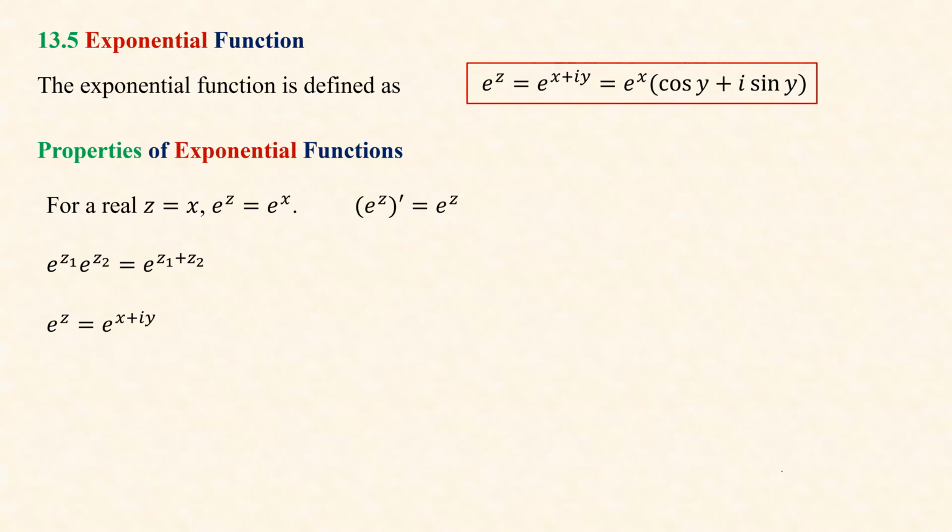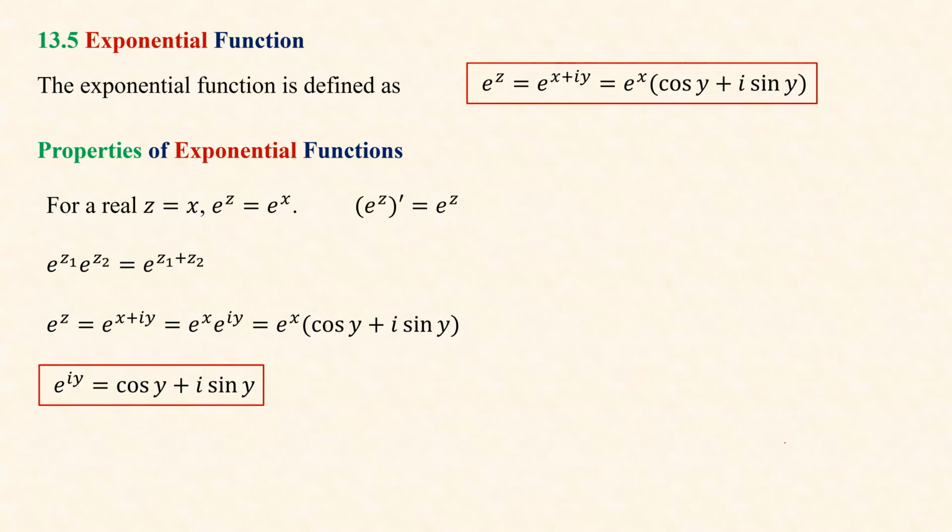And e to the z can be written as e to the x plus I y. And so e to the z becomes e to the x times e to the I y, and therefore can be written as e to the x times cosine of y plus I sine y, and therefore e to the iy is cosine of y plus I sine y, which is the Euler's formula as we expect. All right.